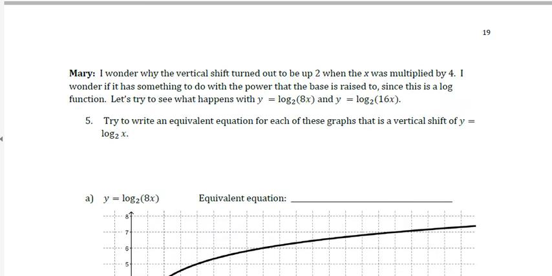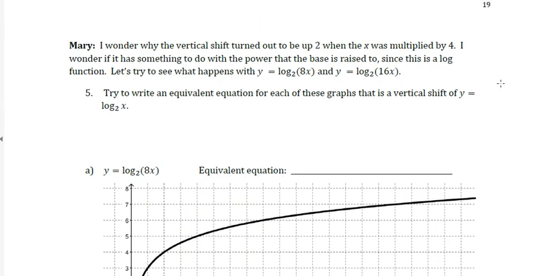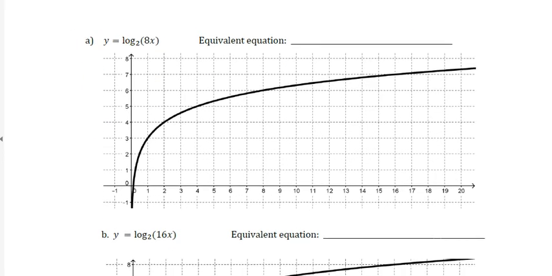Okay. I wonder why the vertical shift turned out to be 2 when the x was multiplied by 4. I wonder if it has something to do with the power that the base is raised to, since this is a log function. So we want to try and find our equivalent equations here.